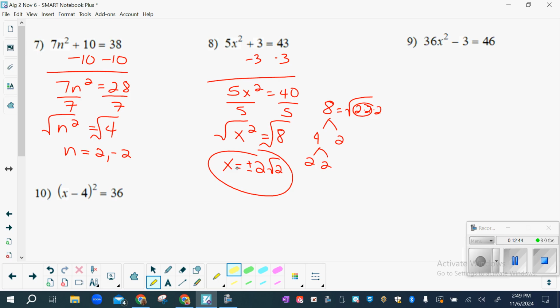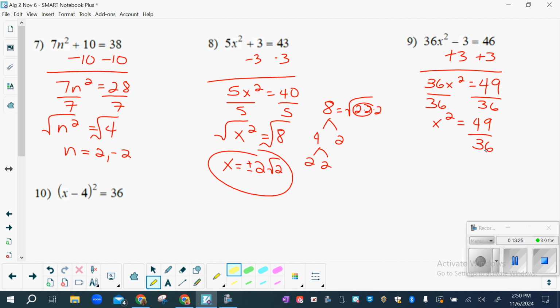Pay attention to number 9 and something different on each one of those. So what do we do first on number 9? Add 3. So we get 36x squared is 49. What do we do next? We want to divide by 36. So we get x squared is 49 over 36.